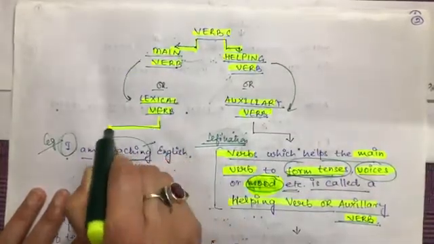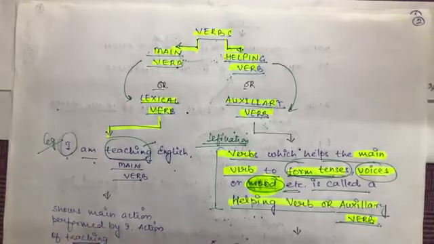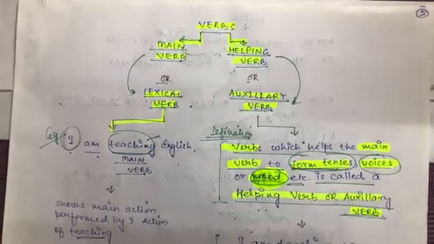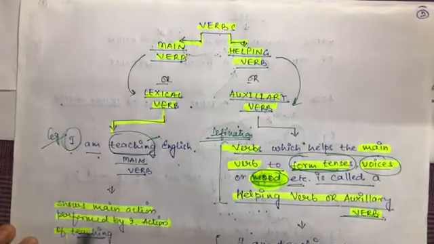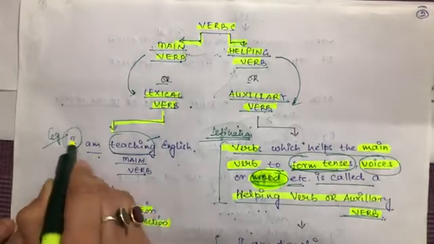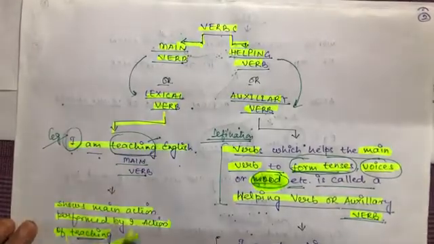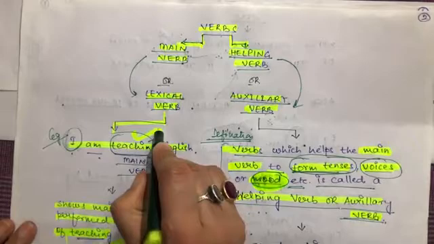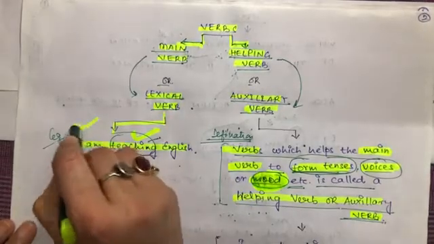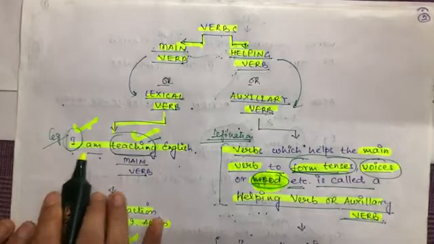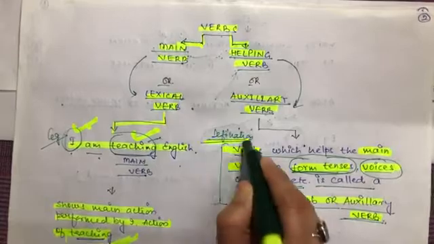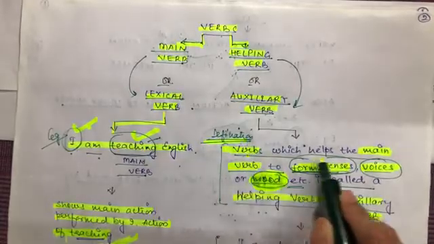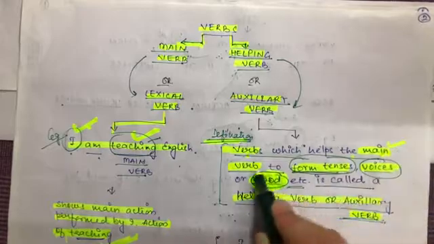Now, we'll take an example. What is the work of a main verb? The main work of a main verb is that it shows the main action performed by I. And what is that action? It is the action of teaching. I am teaching English. In this, teaching is the main verb and this action is being performed by the subject I. Clear?